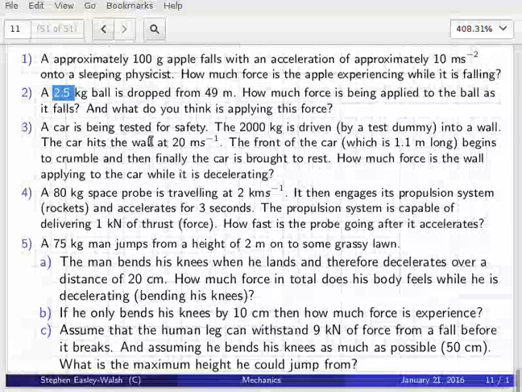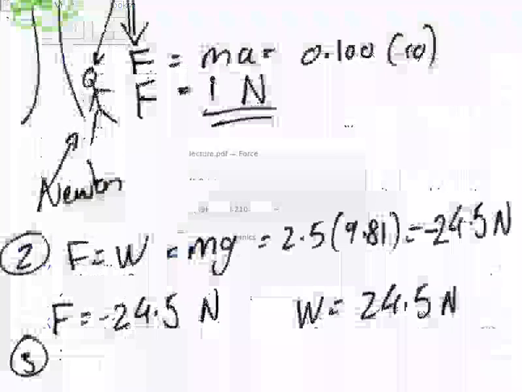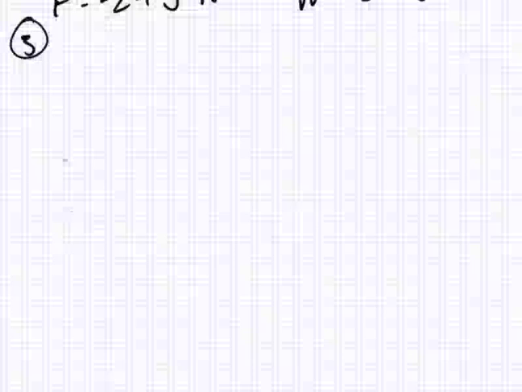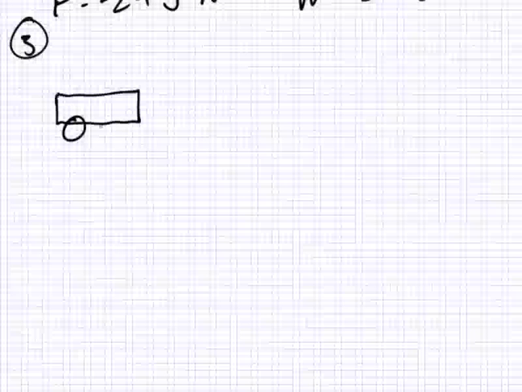A car is being tested for safety. The 2,000 kilograms of car is driven by a test dummy. The car hits the wall at 20 meters per second. The front of the car, which is 1.1 meters long, begins to crumple, and then finally the car is brought to rest. Okay, so what's happening here is you have your car, and there's my car. That's the front of the car.